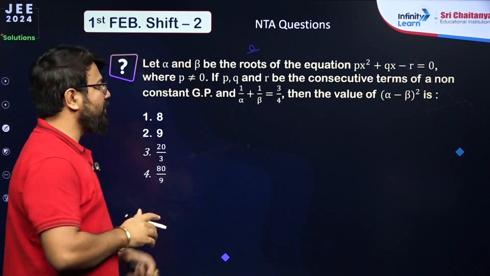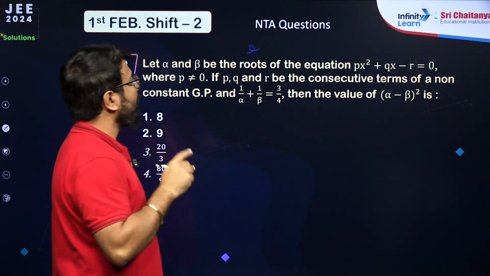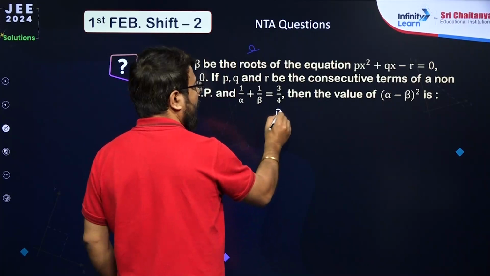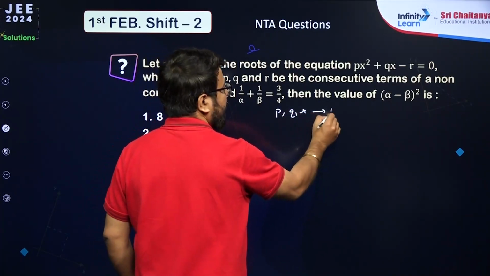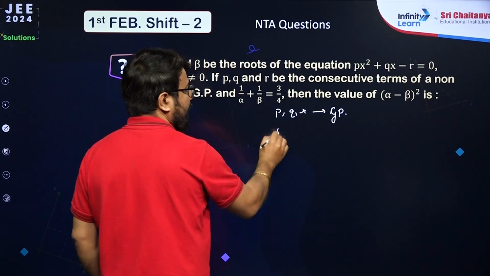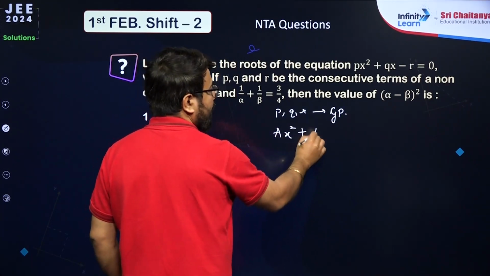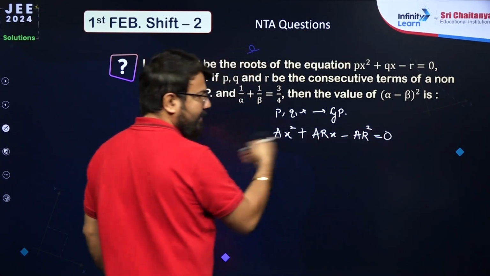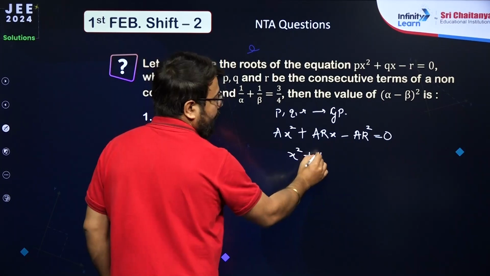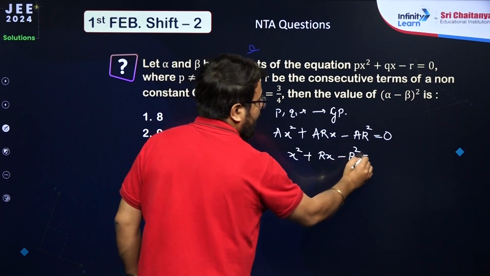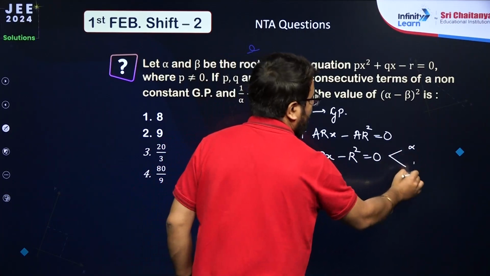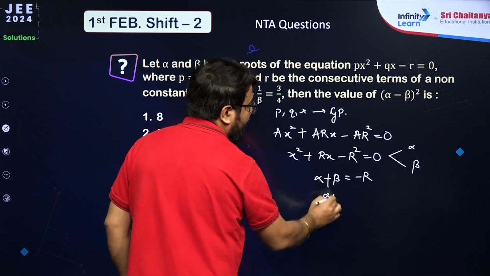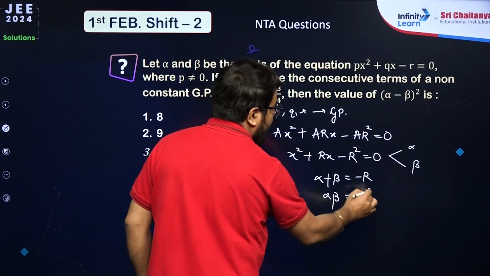Alpha and beta are the roots of this equation, px square plus qx minus r. PQR are the consecutive terms of a non-constant GP. So what I can do, if PQR are in GP, that means I can assume the value of P as a, then Q value as ar, and R value as ar square is equals to 0. Let us take this a common, it will be x square, then it will be rx, and that will be r square is equals to 0. Now this equation has the roots alpha and beta. If I want to get the value of sum of roots, that will be minus r. If I want to get the value of product of roots, that will be minus r square.